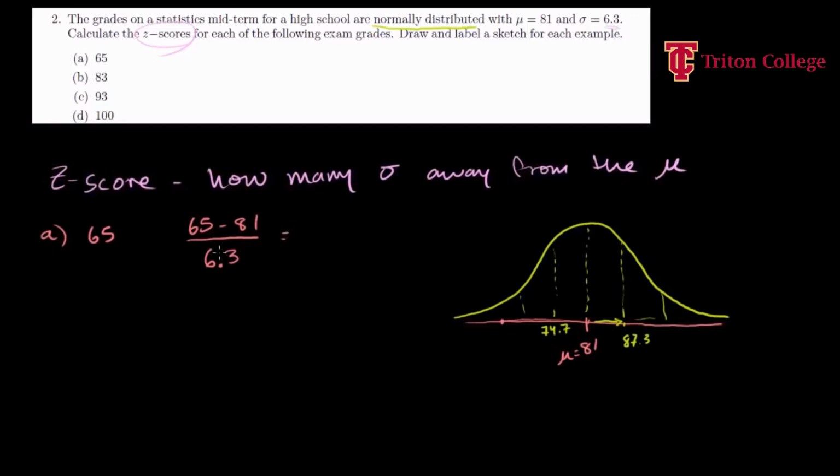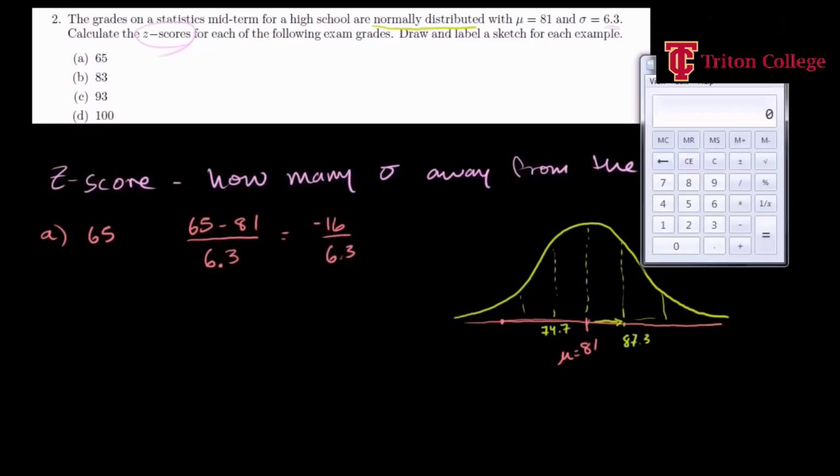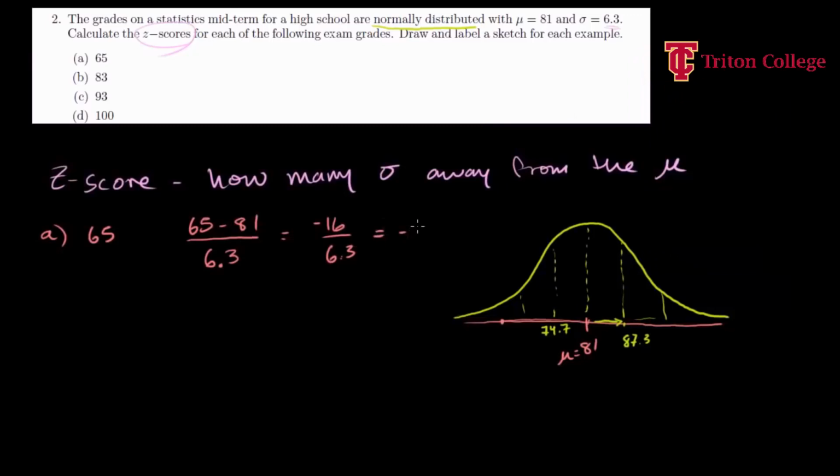So if we do this math, all we need to do is subtract 81 from 65 and then take the absolute value, which would be 16. And then we would just divide it by 6.3. So let's do that here. I'm just going to do 16, the absolute value, right? It's not negative 16, divided by 6.3. So it's 2.53 deviations from the mean. And since it's negative, that means it's below the mean. So we can say here that 65 is exactly 2.54 deviations below our mean.